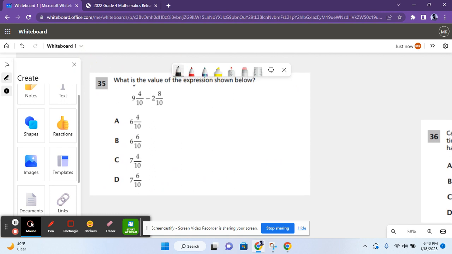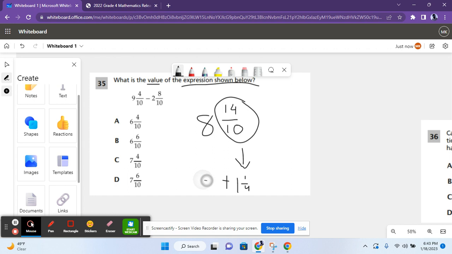For question 35, it says, what is the value of the expression shown below? So for this, it shows 9 4/10 minus 2 8/10. Here you can change 9 4/10 to a fraction that's equal to it. You can make it 8 14/10, because 14 out of 10 is equal to 1 4/10, plus 8, that's equal to 9 4/10.